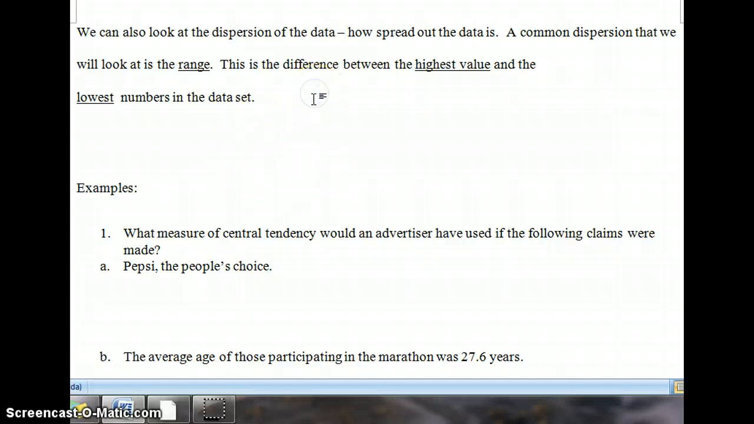I'll make a note that it should be the highest subtract the lowest. So you should not end up with a negative number. That is important. You can think of your range as a distance from your highest point to your lowest point. Distance is never negative, so your number should always be positive.